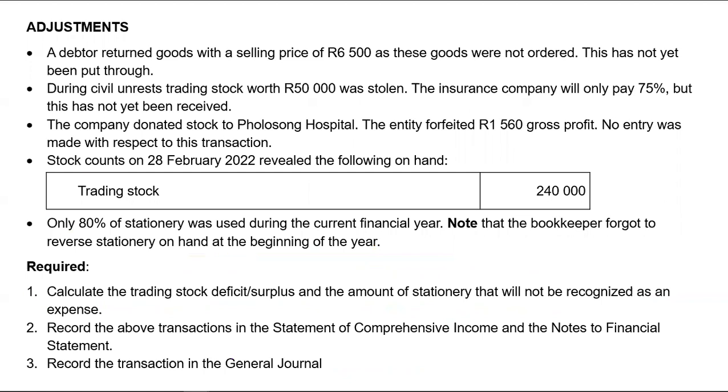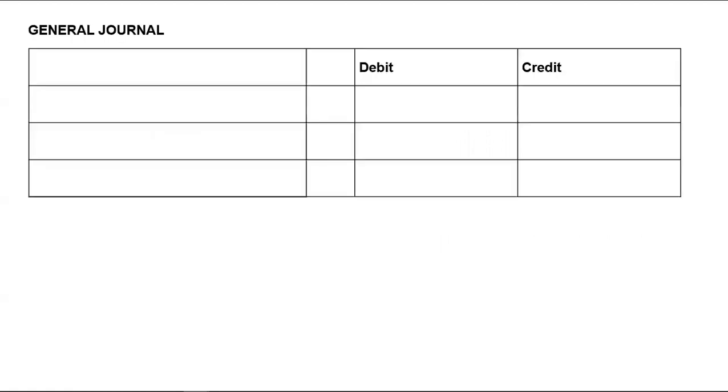Remember from what you learned in grade 10, donations must always be recorded at cost price. However, in this case, you were given the gross profit that has been forfeited. So you have to use that gross profit amount to calculate the actual cost price. Donations will be debited when you calculate the actual cost price.